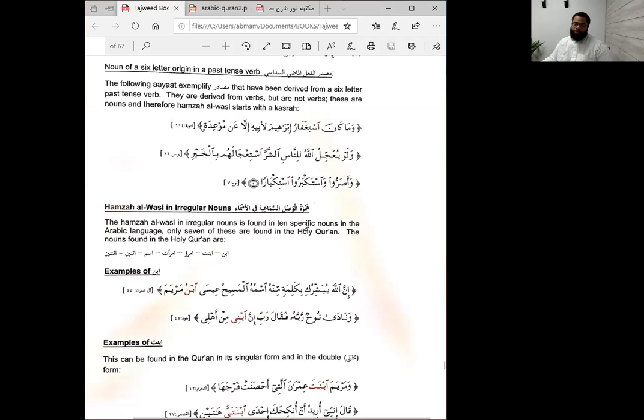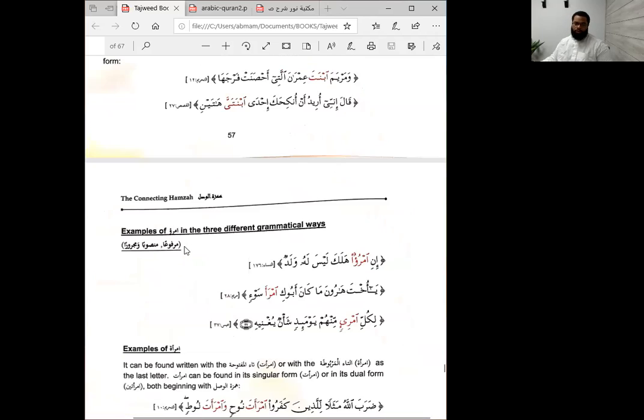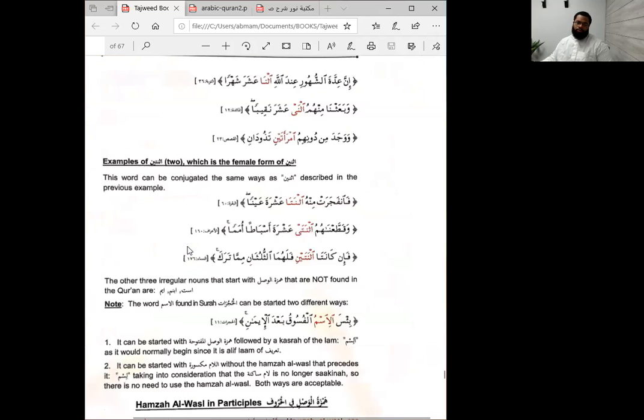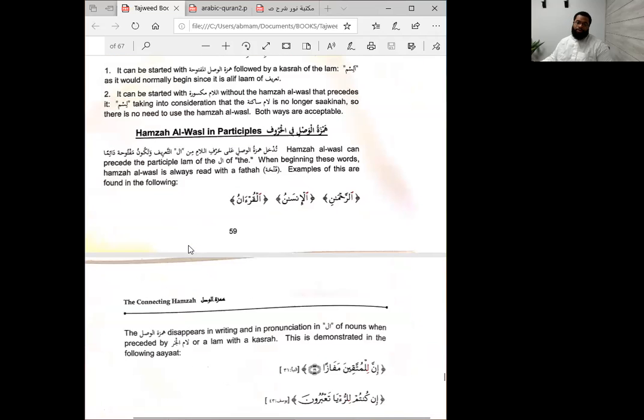The other nouns, which are the irregular nouns, and in the Quran there are 7 of them total, which are ibn, ibna, imru, imra'at, ism, ithnain, and ithnatain. The Hamzatul Wasl is always going to have a kasra. Today, we're going to cover Hamzatul Wasl in participles.